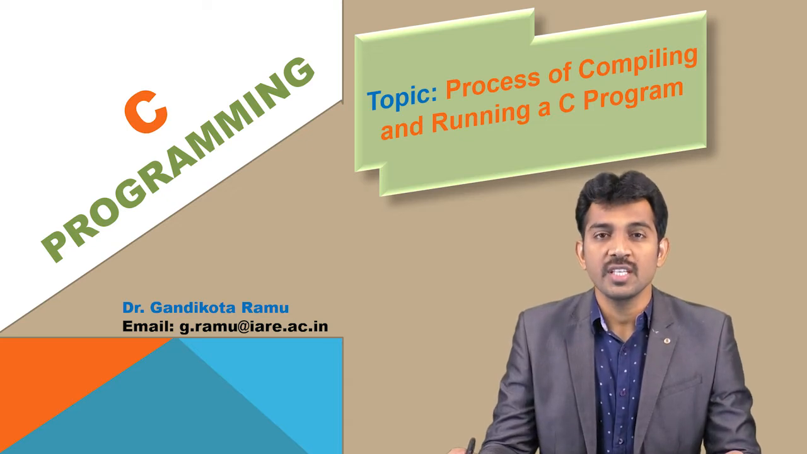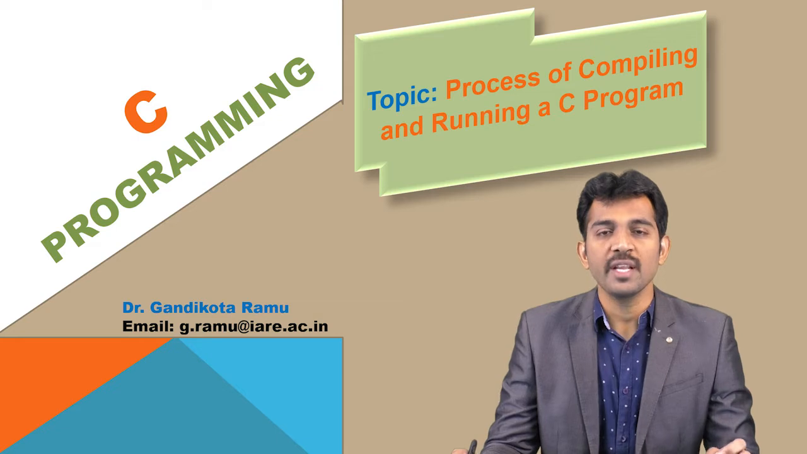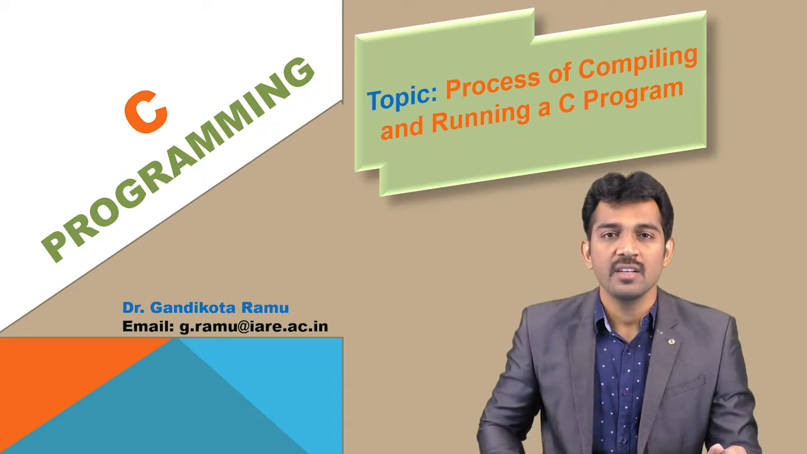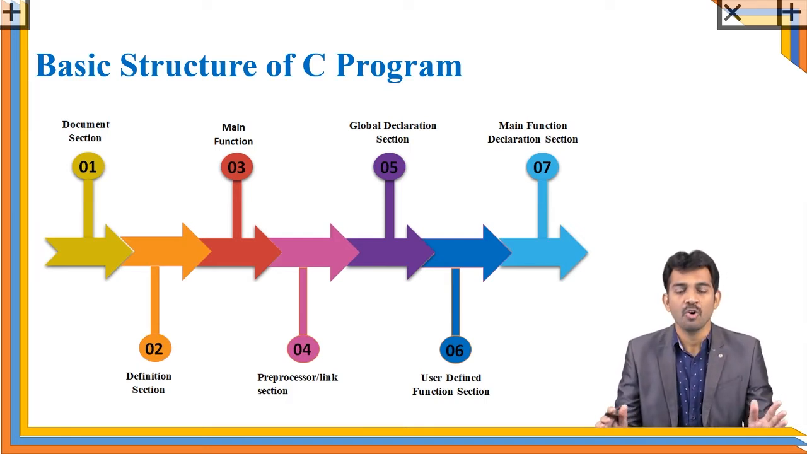In last class, we have seen Introduction to the C language. In this class, we are going to see how to run a program and how to convert your C program into the executable file. First, we will see the structure of C program. In the structure of a C program, it involves 7 categories, broadly divided.